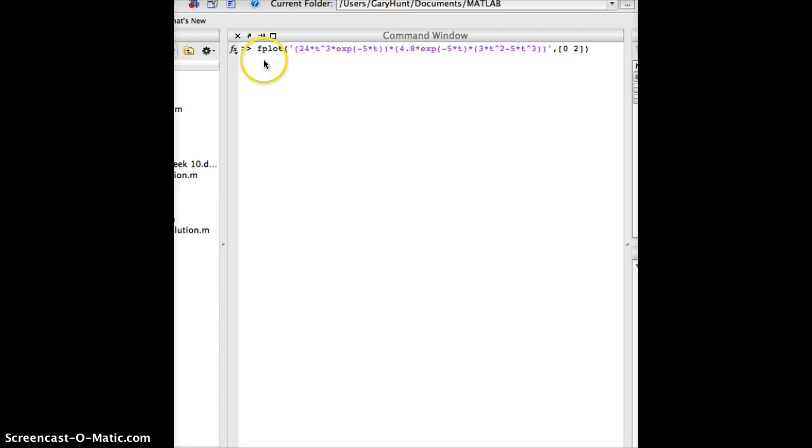First of all, I want to plot that equation, so I'm going to do a simple plot. There's my current equation right there, 24t cubed e to the minus 5t, multiplied by, and here's my equation for the voltage, 4.8 e to the minus 5t times 3t squared minus 5t cubed. And let's look at this for, I don't really know what sort of time is going to work, so let's look at it for 50 seconds and see what we get.